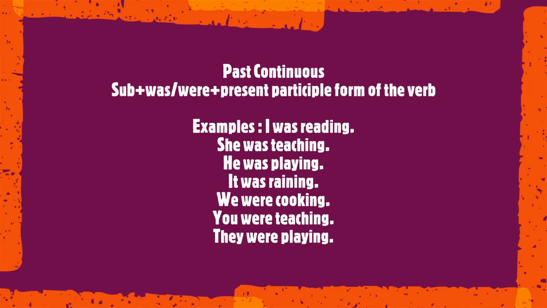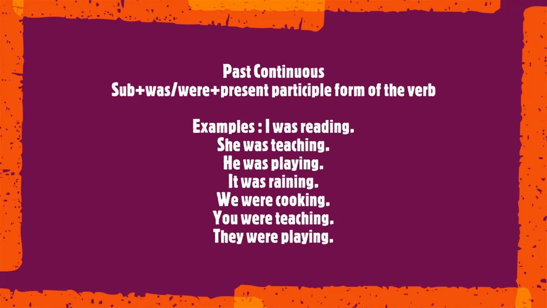Subject plus was or were plus the ing form of the verb. We know that was and were are two verb forms used for past tense. For example, I was reading. She was teaching. He was playing. It was raining. With I, she, he, it, we need to use was plus the ing form of the verb.